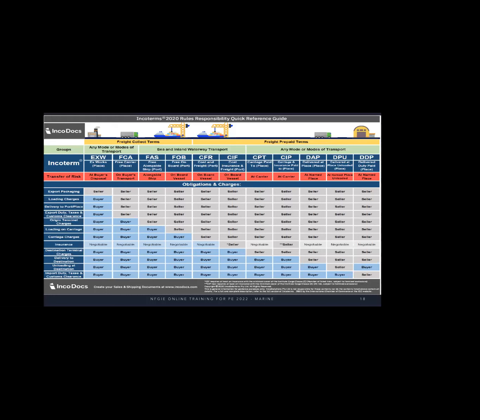If it is the seller's responsibility to arrange for insurance, what is the type of coverage that they need to arrange? That is what we discussed earlier. In the Incoterms 2020 version, CIP should be on ICC-A basis and CIF should be on ICC-C basis. In the old one, Incoterms 2010, both used to be on ICC-C basis. So just take a note of that.